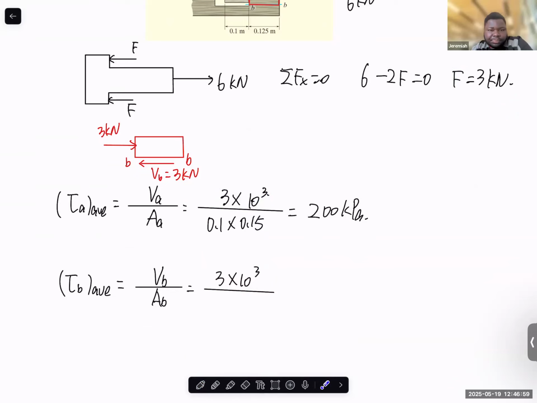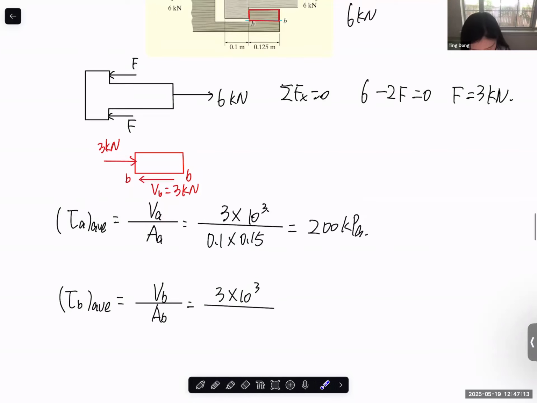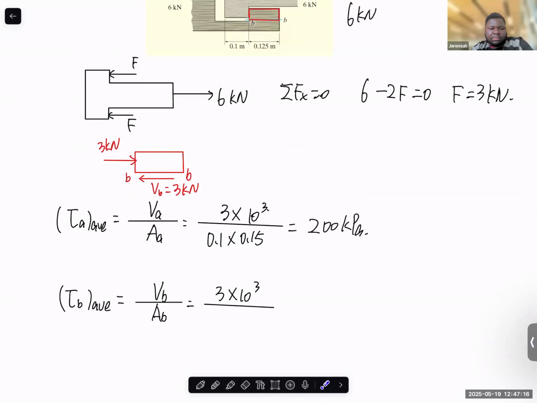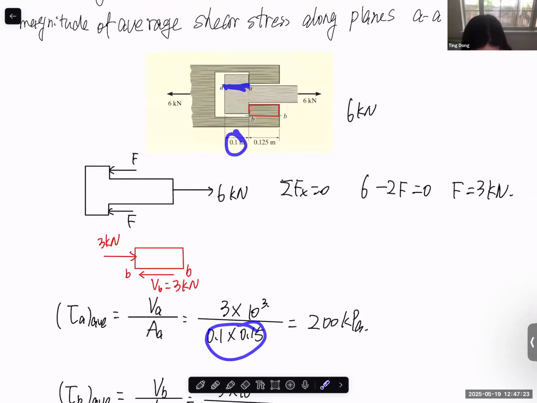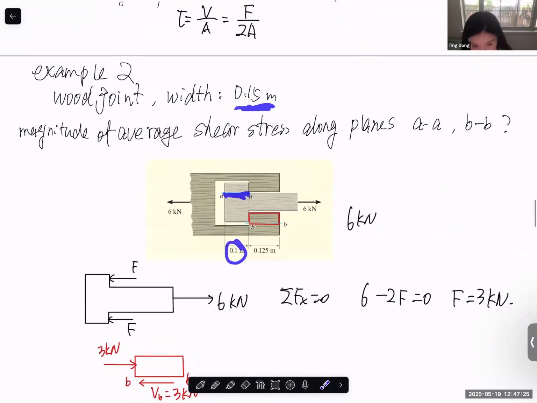I have a question. Yeah. Are we dividing by 0.015 or 0.125? Which? For the shear stress of A, it should be this area, right? So it's 0.1 times the width. The width is the dimension in the z direction. Okay, I didn't see the width. Sorry. You're welcome. Thank you.